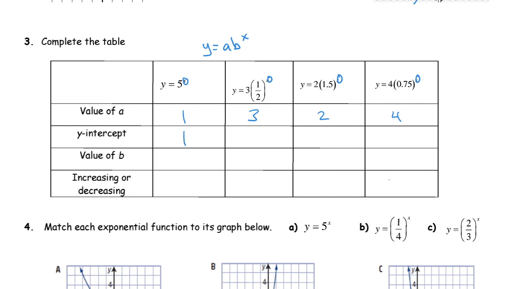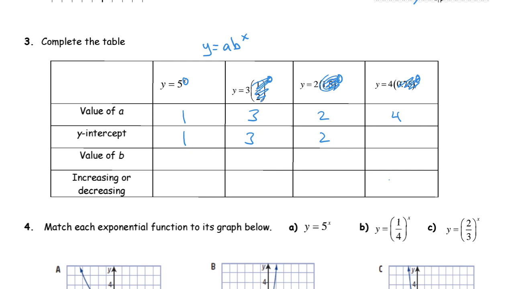Here, though, the power becomes 1, and I'm left with 3 times 1. 1/2 to the x becomes 1. That's 2 times 1. 0.75 to the 0 becomes 1. And that becomes 4 times 1. I think I said it wrong over here.